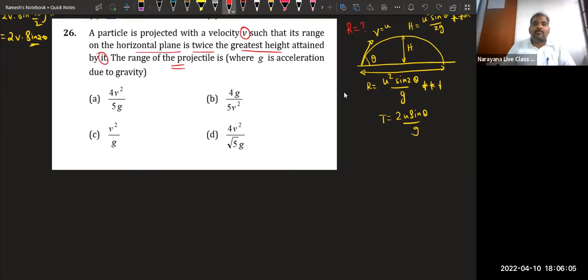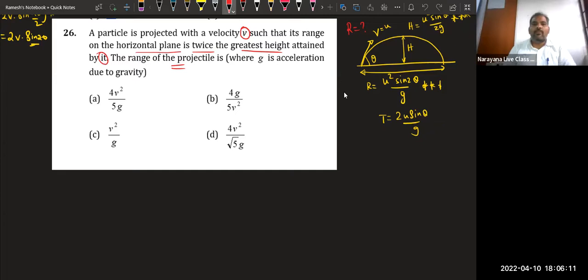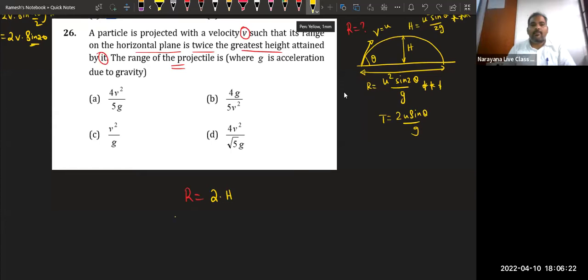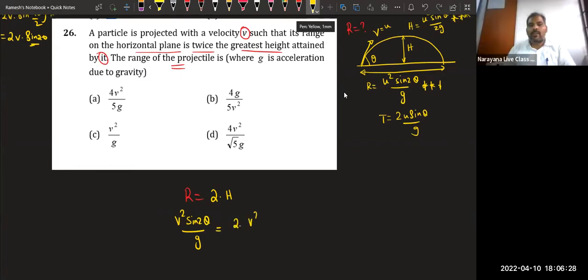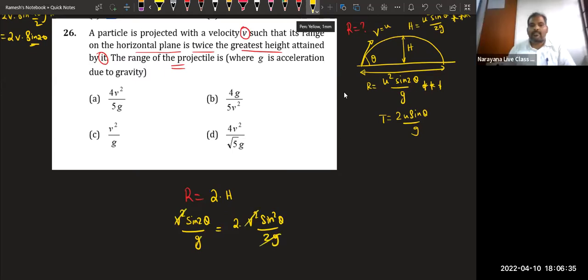A particle is projected with what velocity? Sir, that the range, I got 2 cos theta equals sin theta, sir. After that, how to proceed? Okay, I will do it then. The range on the horizontal plane is how much? Same I got. U square sin 2 theta by g. Very good. Range formula: u square sin 2 theta by g equals, and the maximum height is u square sin square theta by 2g. V square, g cancels out.